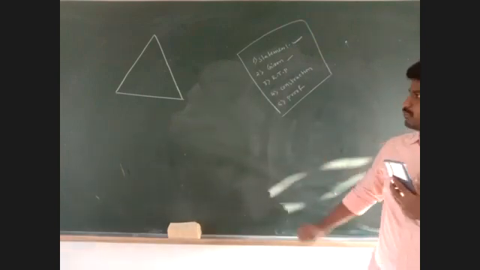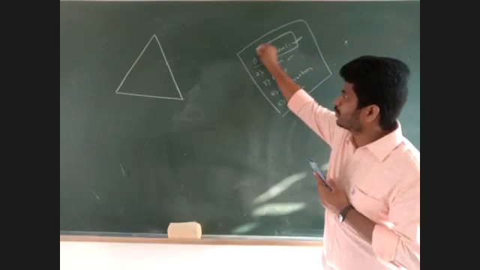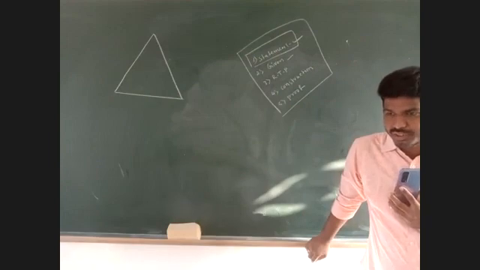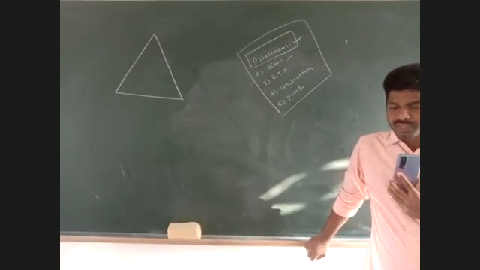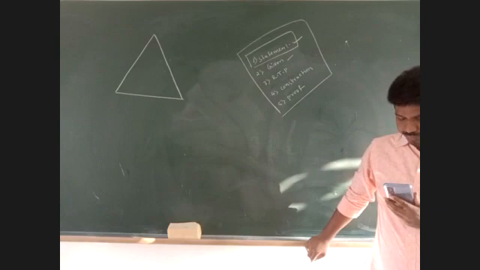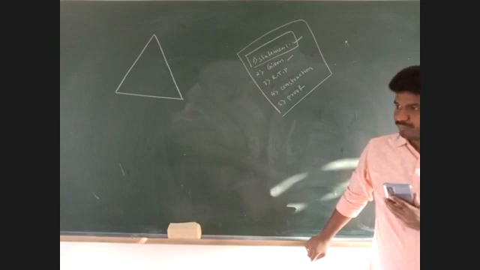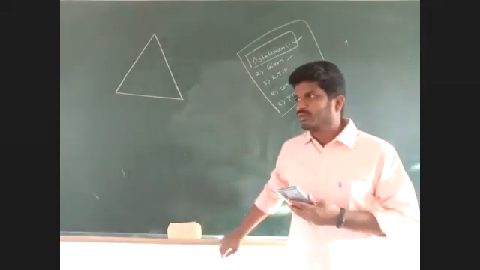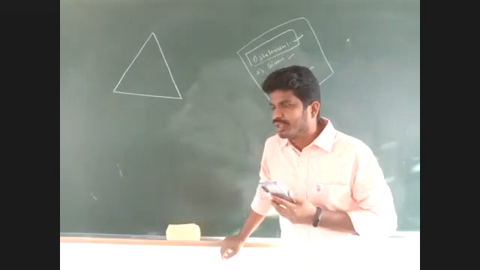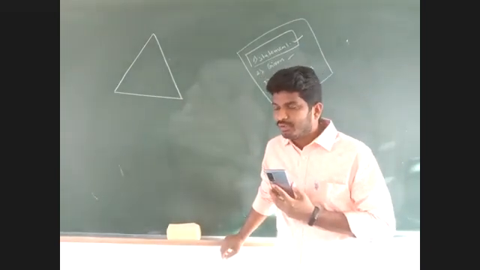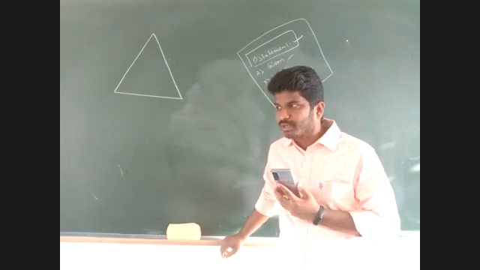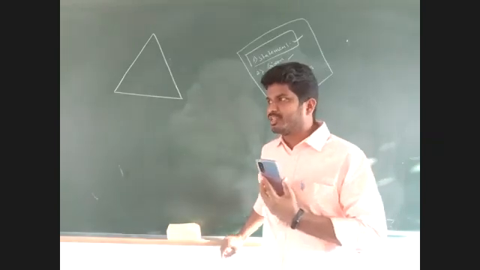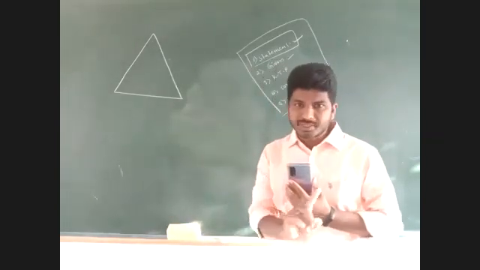First one is completed, the statement of the basic proportionality theorem or Thales theorem. Once tell me the statement of the basic proportionality theorem. If a line is drawn parallel to any one side of the triangle, then the line divides the other two sides in the same ratio. Very good. That statement was completed in the last class.